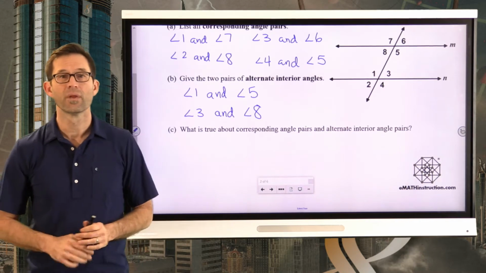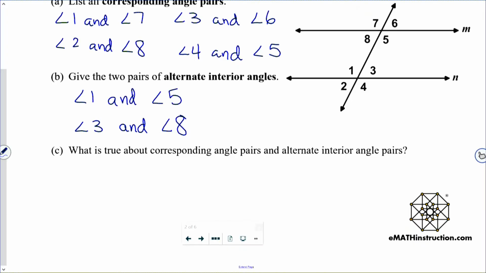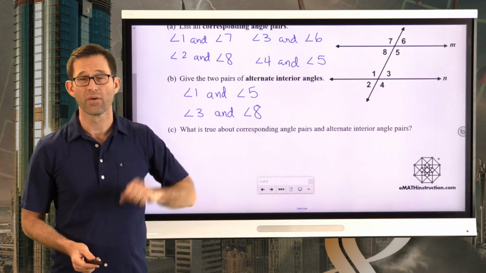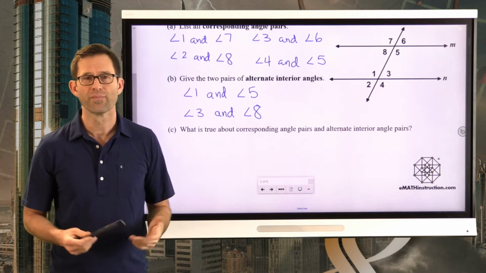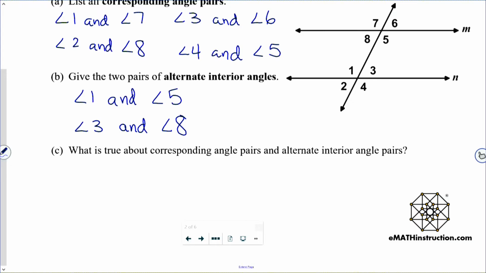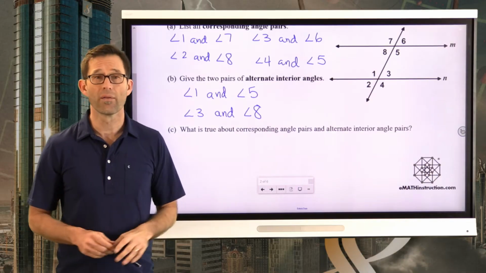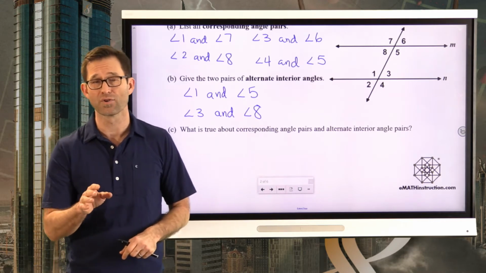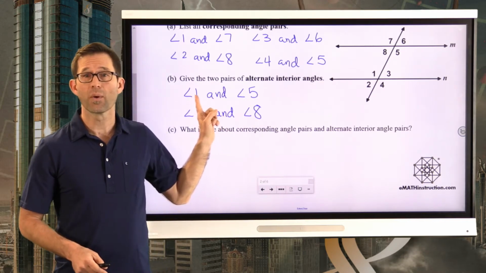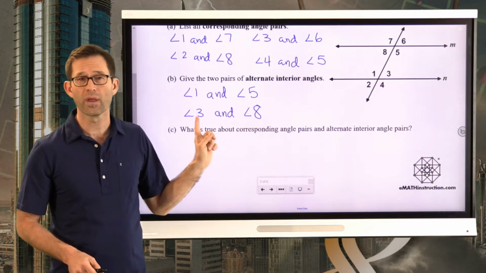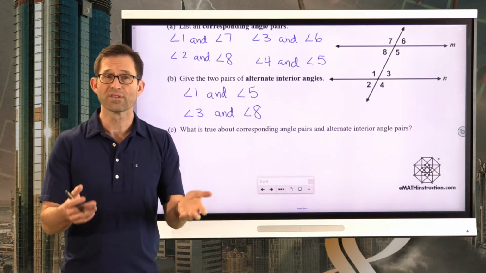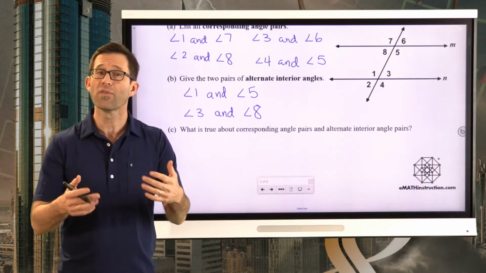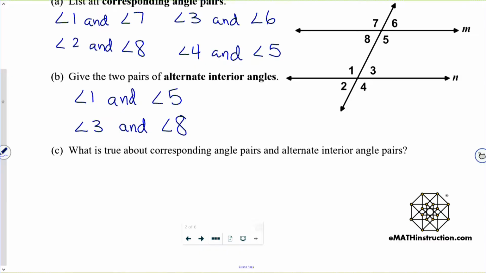Letter C. What is true about corresponding angle pairs and alternate interior angle pairs? What's true about angle 1 and angle 5, angle 3 and angle 8, angle 1 and angle 7, etc.? Pause the video now and write something down. What's true about all of these, as we've seen in previous lessons, is that they have the same measures. If angle 1 was 120 degrees, angle 5 would be 120 degrees. If angle 3 was 55 degrees, angle 8 would be 55 degrees. We could say they have the same degree measures, or we could say the angle pairs are congruent. Either way, it really means the same thing.